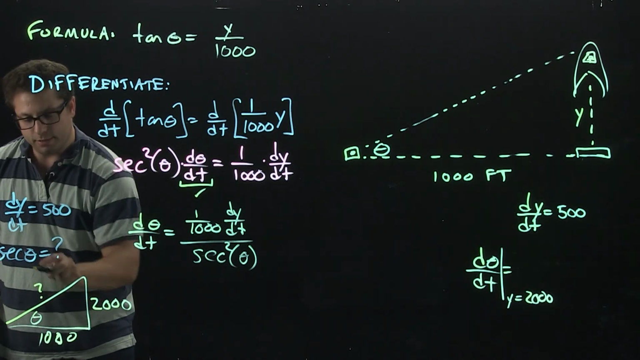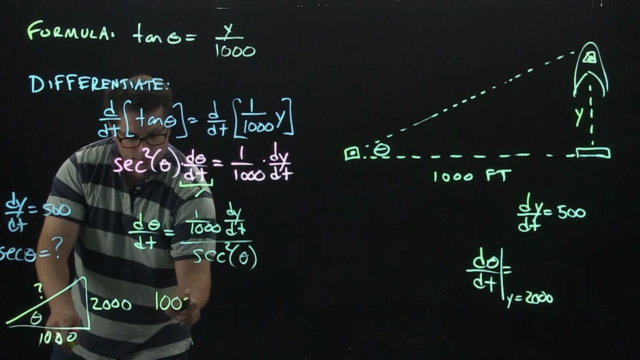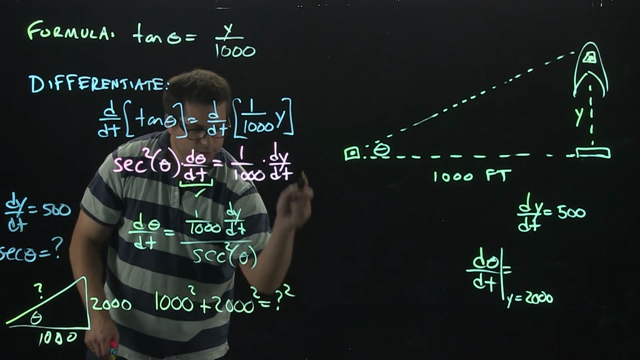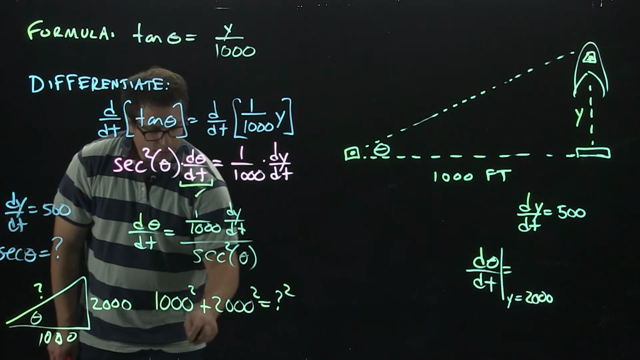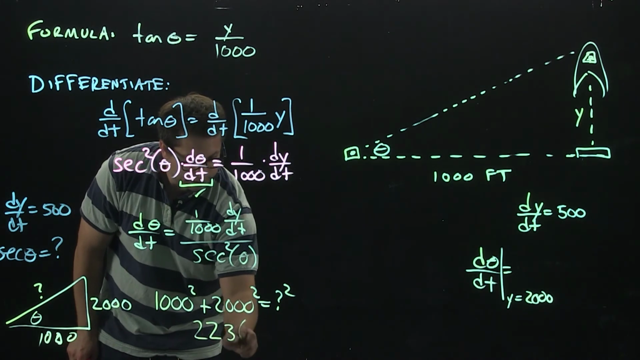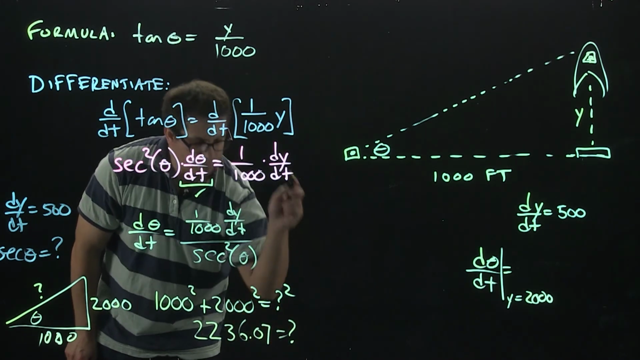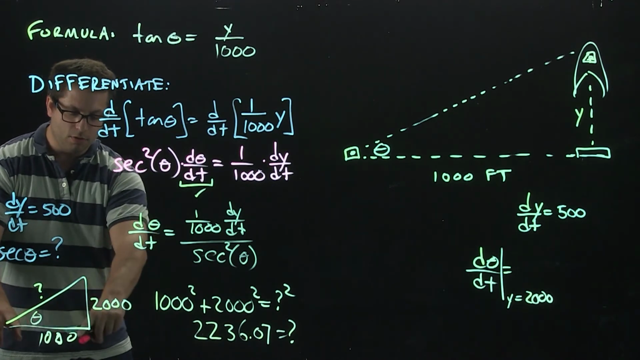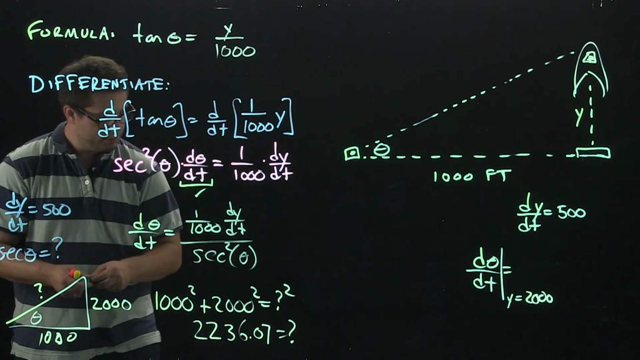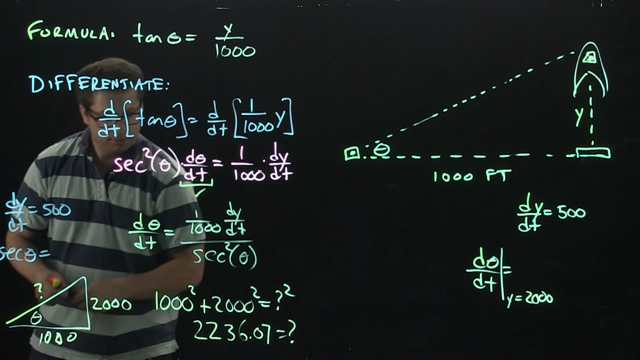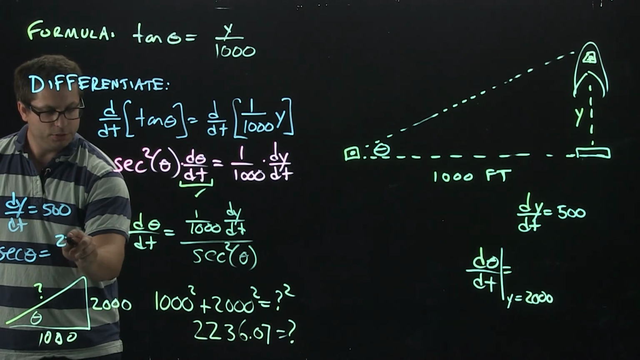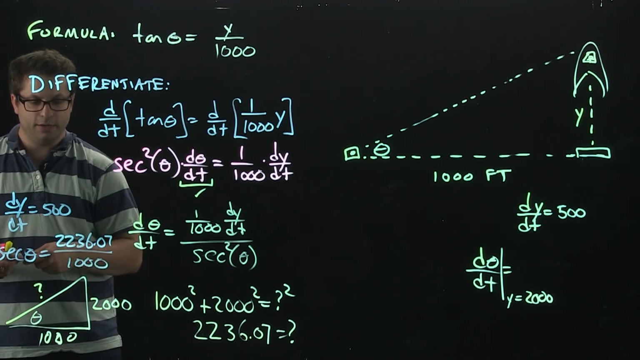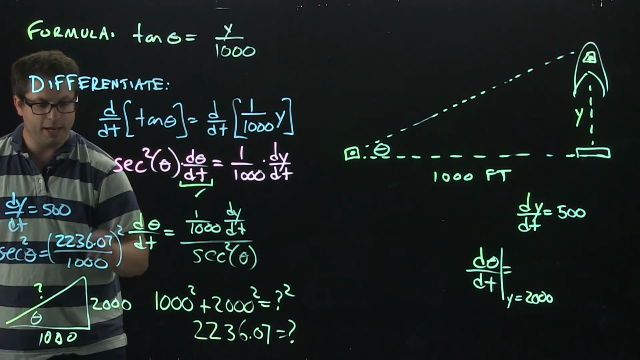So to get this right here, it's going to be the 1,000 squared plus the 2,000 squared, this is Pythagorean's theorem, is going to be the hypotenuse squared. Now, if you solve for that, you are going to get 2,236.07 for the hypotenuse. So then what is secant theta? Well, secant theta is going to be the hypotenuse over the adjacent. So let's erase the question mark now. And we're going to say that's 2,236.07 divided by 1,000. Now that's just secant theta. So then in order to get secant squared, we're just going to have to square that number.